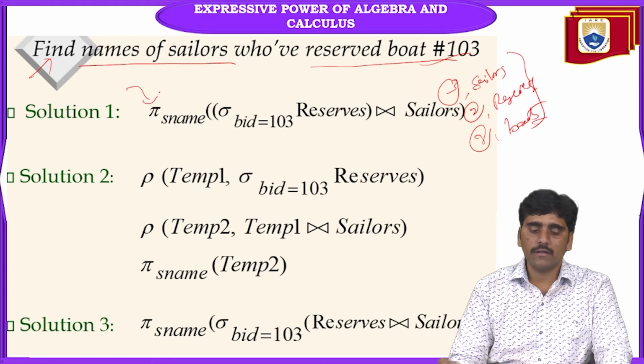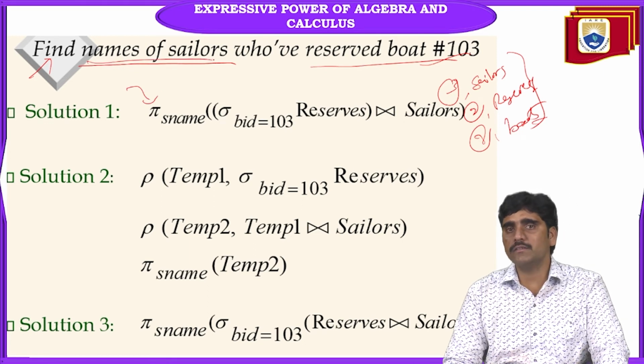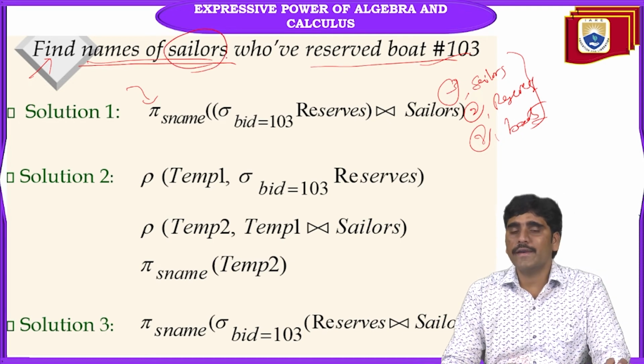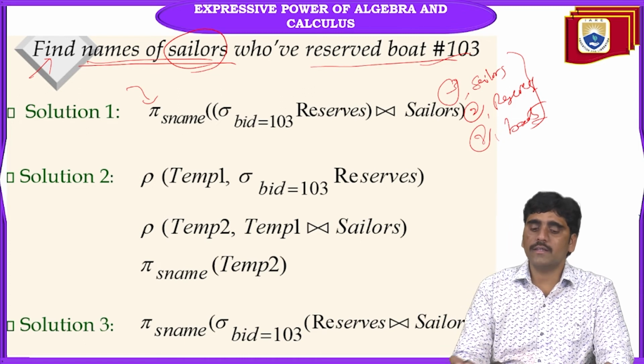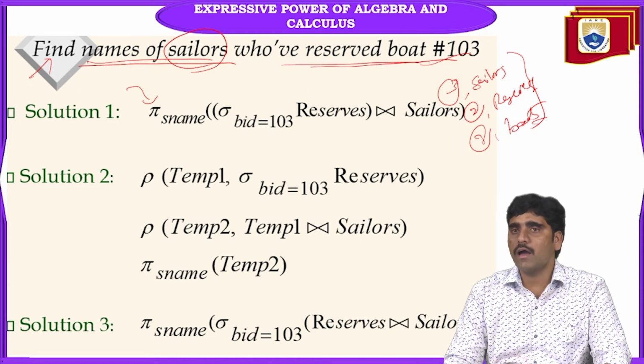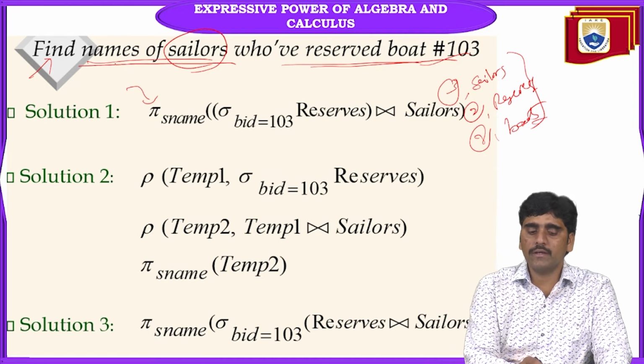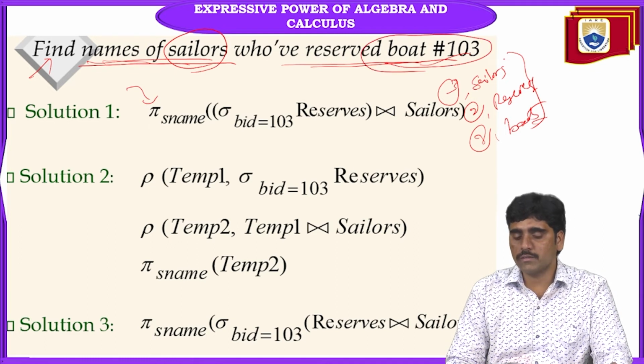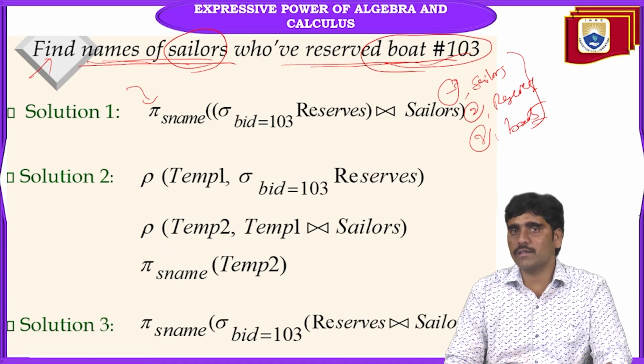So look at here. Find the names of sailors. That means I just want to print the names from the sailors table. So the name column from the sailors table, and then who have reserved boat equals to 103. So I just want to print the names of sailors who have reserved a boat 103. So how can we write the query? Generally we can write the query: select names from sailors where reserved boat ID equals to 103.